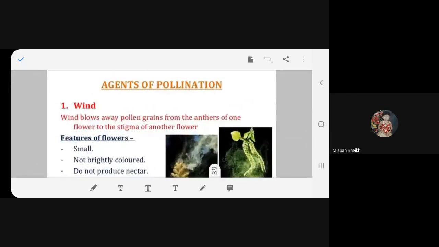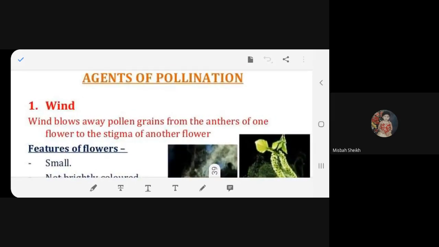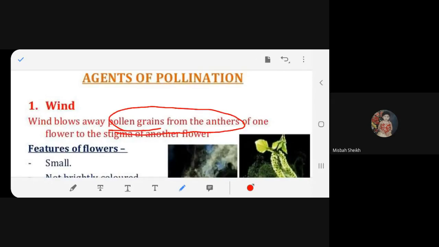Okay, thank you. Now, the very first agent of pollination is wind. With the wind, the pollen grains are blown away and they settle on the stigma. Are we doing this pollination in nature? No, right? Nature is taking its course. It is happening on its own. So one of the agents for pollination is wind, air, you can say. It is blowing away the pollen grains. Obviously, we know, where do we get pollen grains? Anthers. And it is taking them to the stigma, so that we can get the pollen tube.